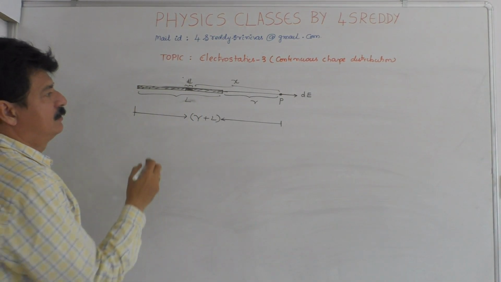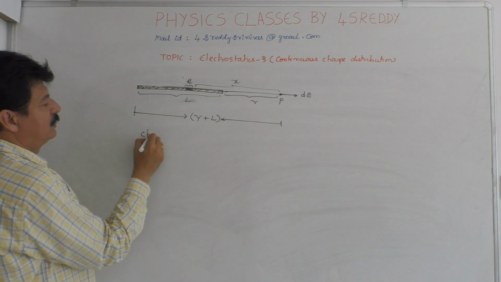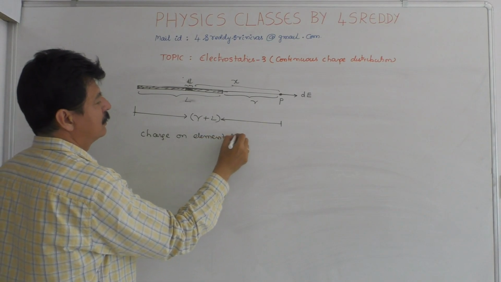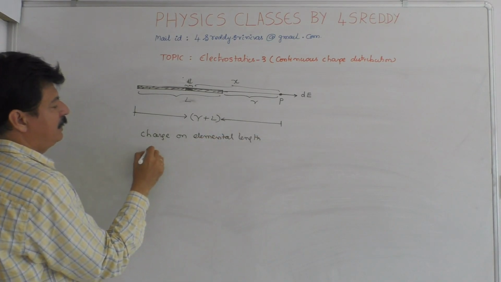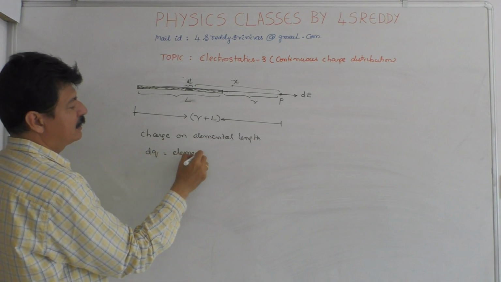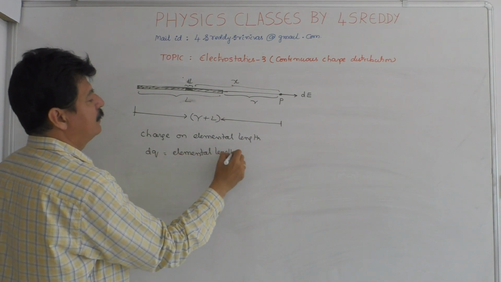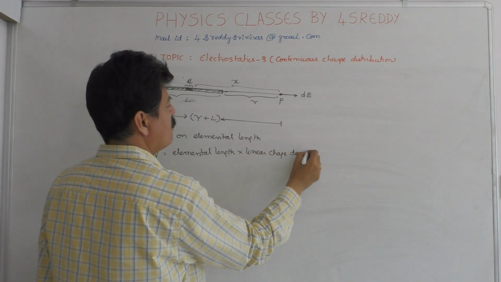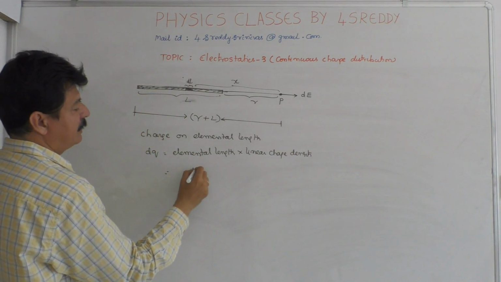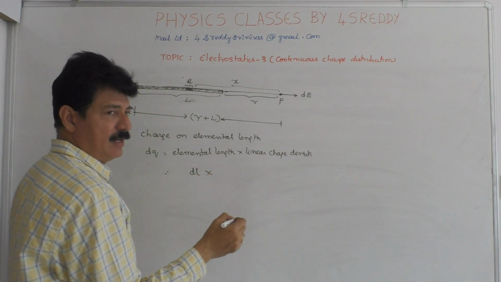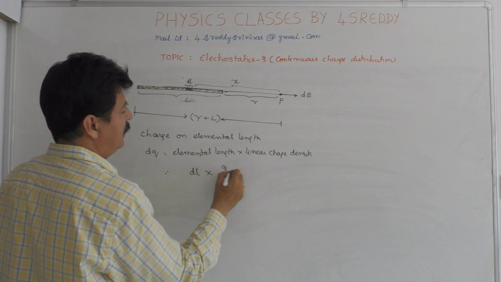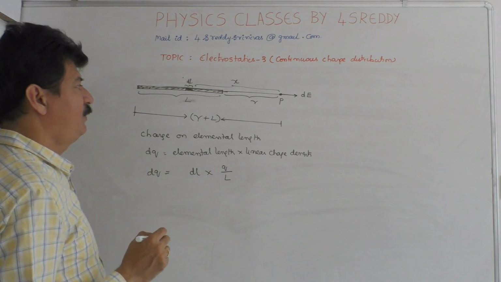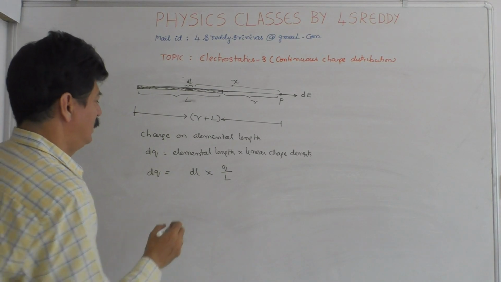Then what you are going to get? First of all, the charge on the elemental length is given by dq equals elemental length into linear charge density. Elemental length is dl, and linear charge density is charge Q by length L. This is dq. Therefore, the field at P due to the elemental length.